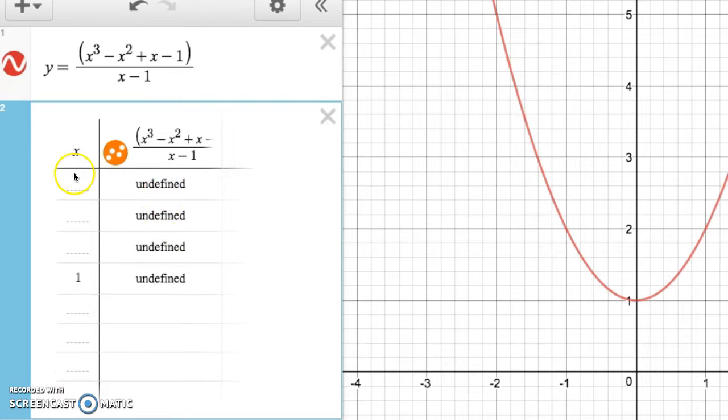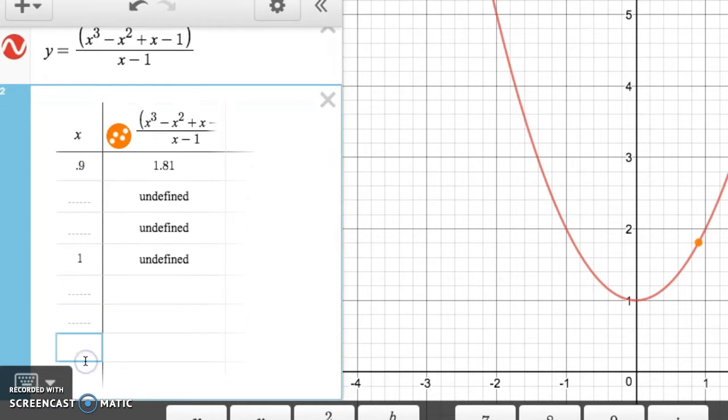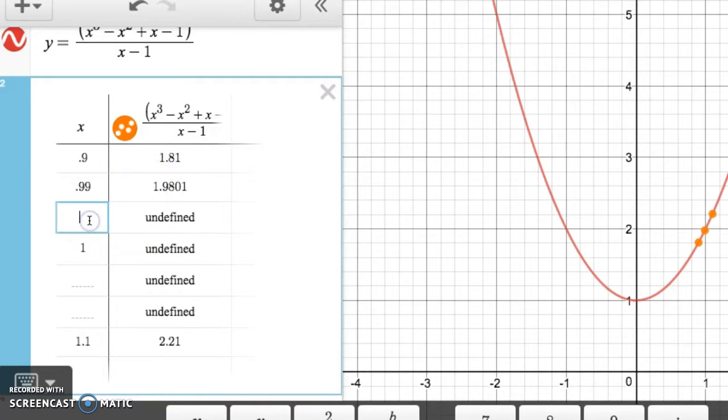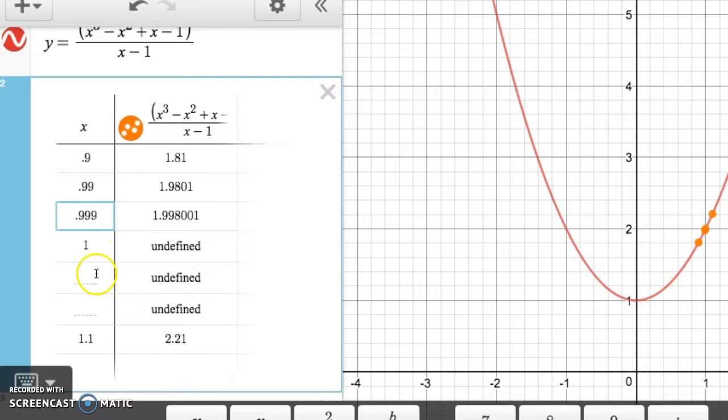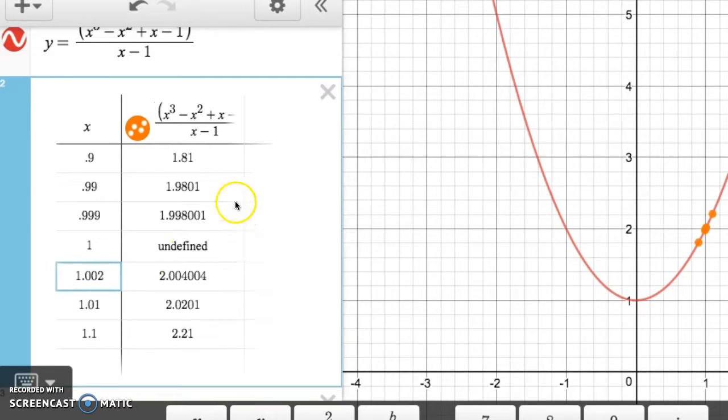So we're going to pick x values to the left and the right of 1. Something smaller than 1 that's a tenth away would be 0.9, and something larger than 1 would be 1.1. And we're going to get closer. So I see at 0.9 I'm at 1.81, and at 1.1 I'm at 2.21. So I'm assuming it's going to get closer to 2, since 1.8 and 2.2 are on either side of 2. But I'm going to get closer and try 0.999 and 0.99. And then I'm going to get closer on this side by doing 1.01 and 1.001.